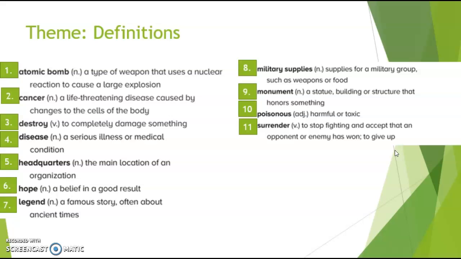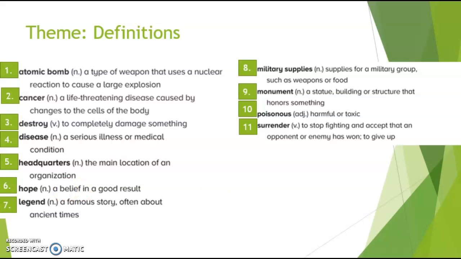Then the word number 10, poisonous, harmful, or toxic. For example, during the war, the gases used were poisonous, and they were created with special chemicals because they can destroy humanity, but they cannot destroy buildings. Okay? The word number 11 is surrender. That means in Spanish like give up. Okay? Que significaría rendirse en este caso. That is a verb that means to stop fighting and accept that an opponent or enemy has won. Okay? To give up. Rendirse.